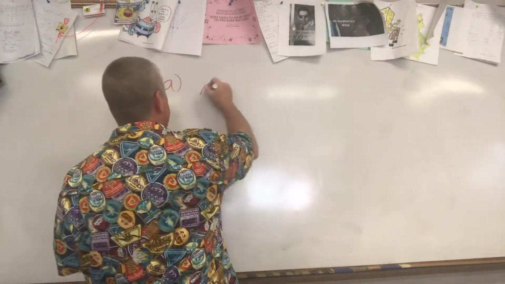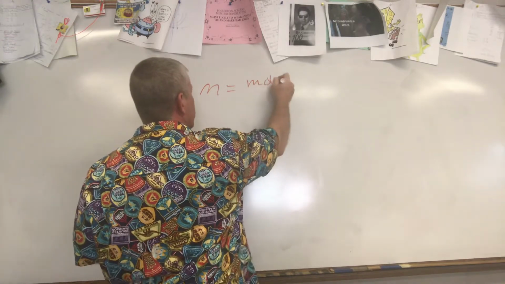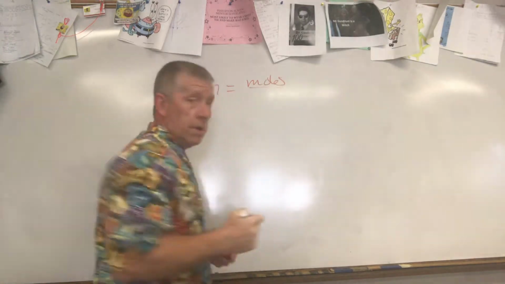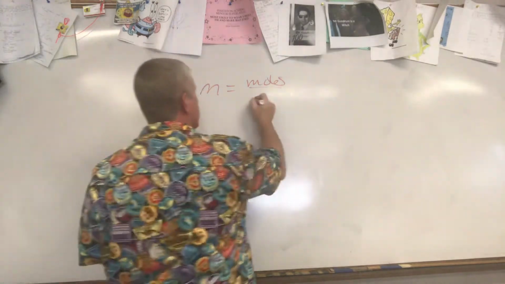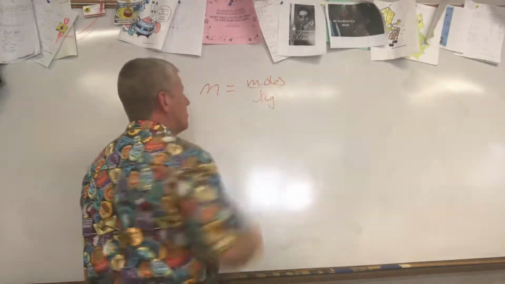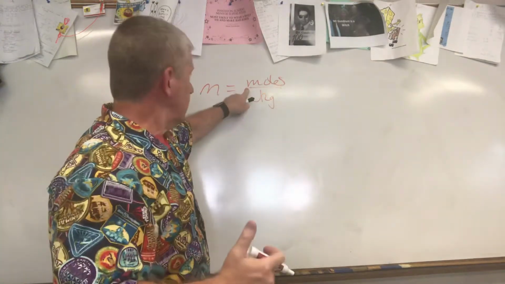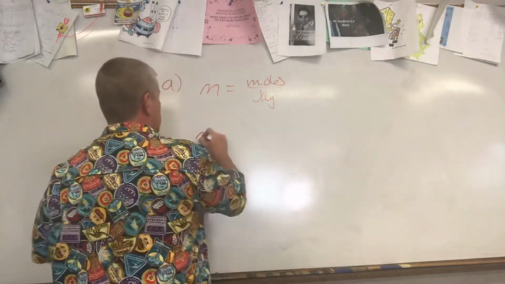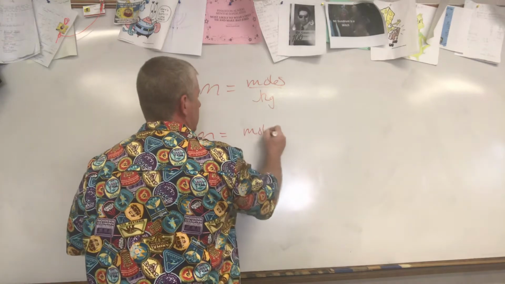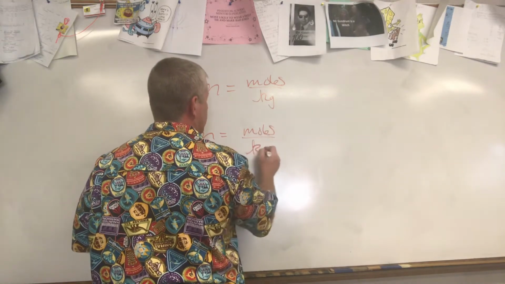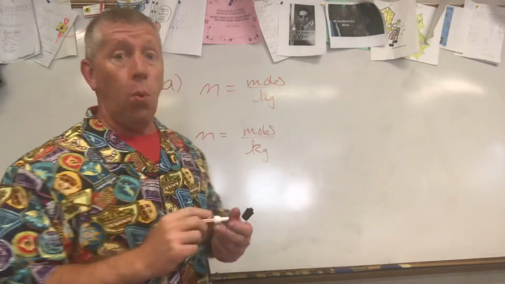Molality is moles per kilogram. And this is moles of the solute. So that's either the potassium nitrate or the dextrose. So we'll have to do this twice. And that is kilograms of water.